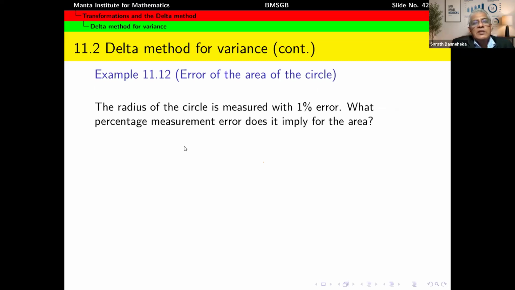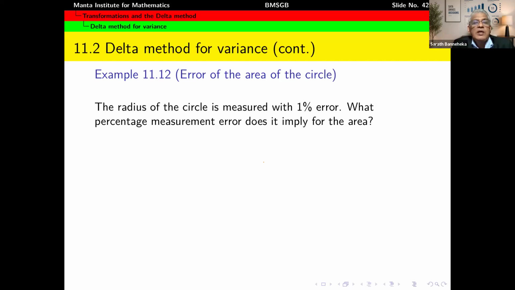The radius of a circle is measured with 1% error. The radius is measured with 1% error. What percentage measurement error does it imply for the area? So this is the question. But if you read the question, the radius of a circle is measured with 1% error. What does this error mean here? Different people can actually interpret the error in different ways.